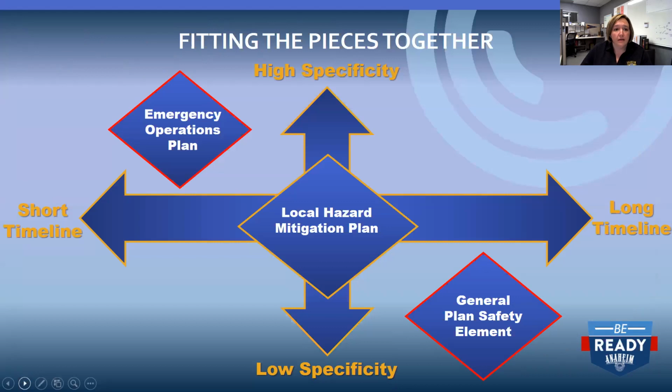So to give you an idea of the scope of the plan, on the left side there, we have our emergency operations plan. This is really the city's playbook for when we need to respond to disasters. It's going to include very specific procedures to stabilize an emergency and protect lives and property, and it's going to be used immediately.